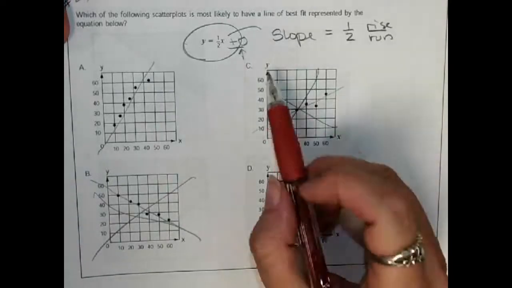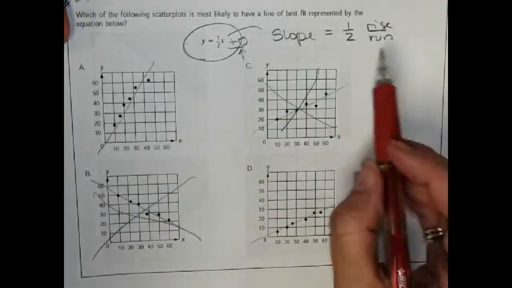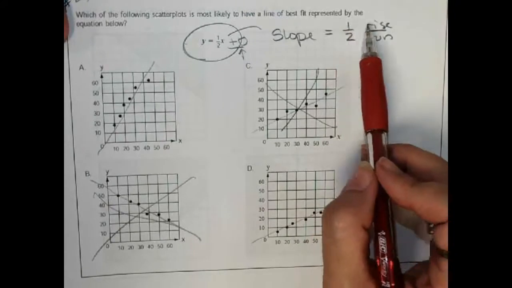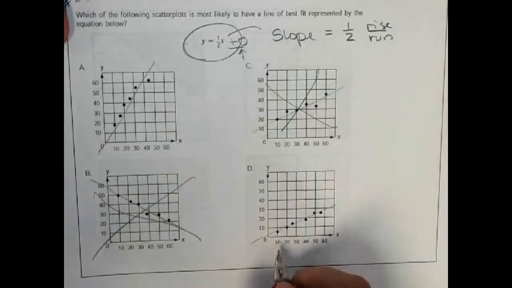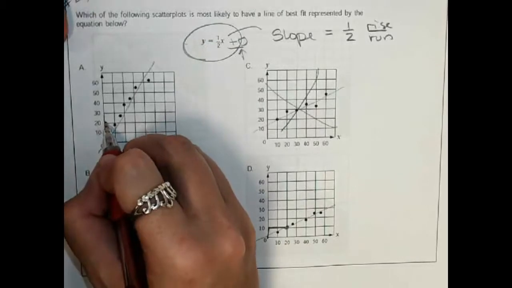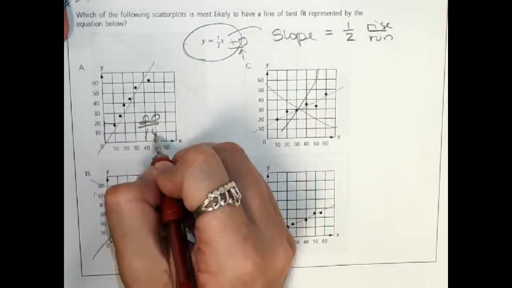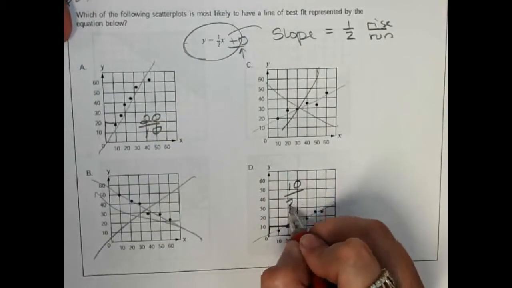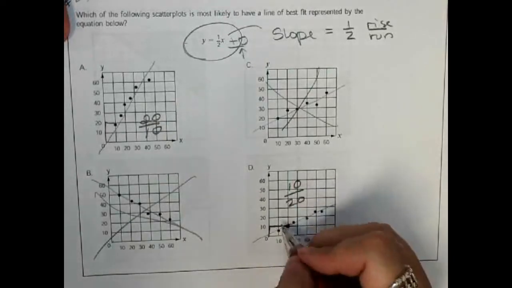Now we need to decide which one of these is closer to a slope of 1/2. Well, that's a rise of 1 and a run of 2. So this kind of looks like rise 1, run 2. Rise 10, run 20. What about this one? Rise 20, run 10. Which one of these is closer to 1/2? Well, that's this one right here, so the answer is D.